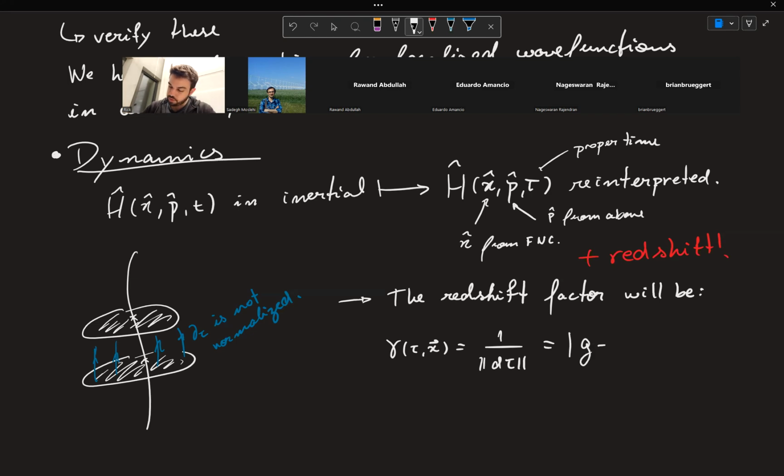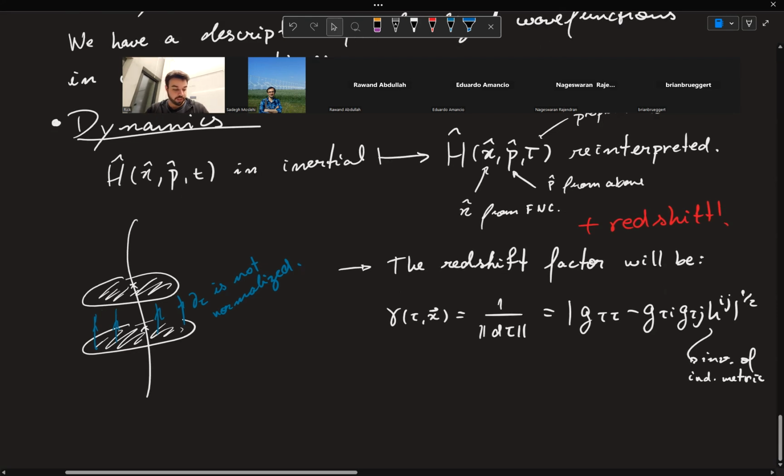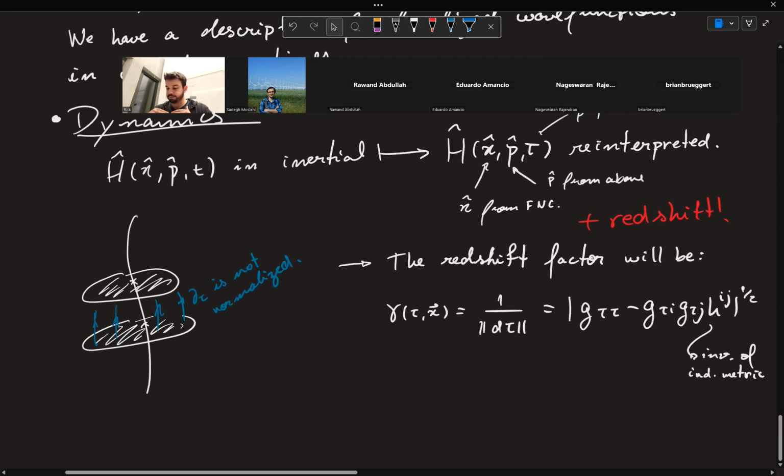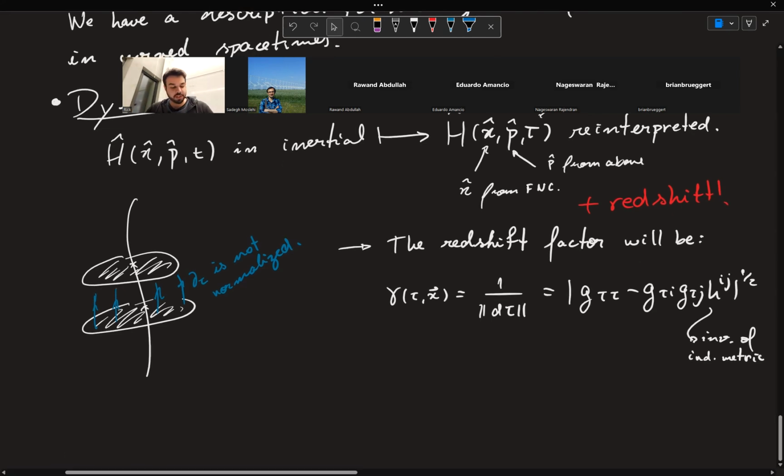which is going to be given by this quantity here in terms of the metric, and this is the inverse of the induced metric. Sorry, this is the square root of the absolute value of this quantity here. This is 1 over the norm of the one form theta, which is basically the form associated with the infinitesimal interval of time that elapses between one surface and the other.